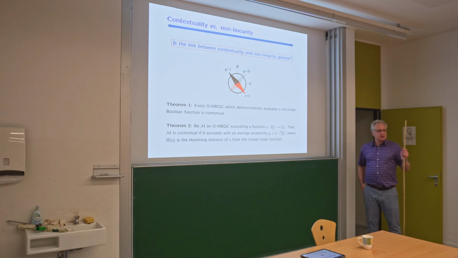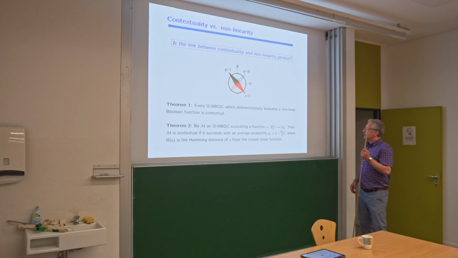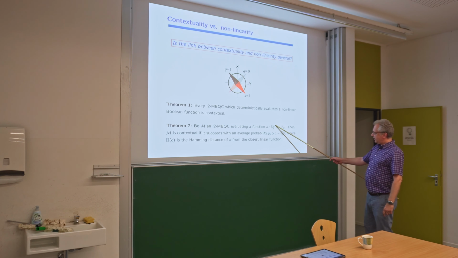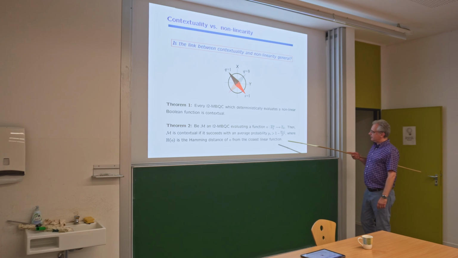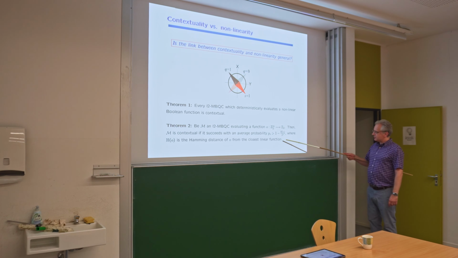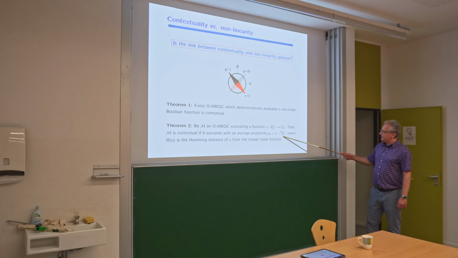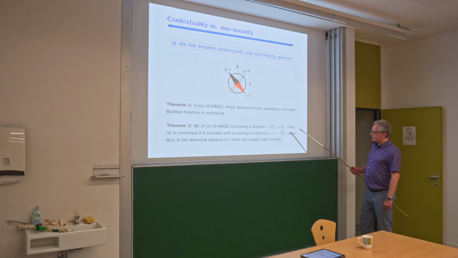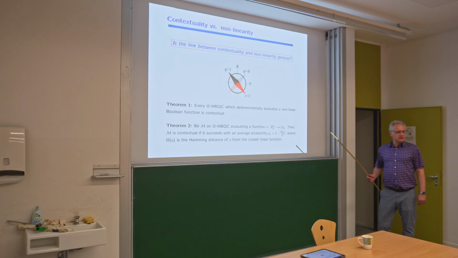Let's parse this expression here. This is functions from m bits to 1 bit in this case, and you see the m in this expression. 2 to the m is the number of input values you can have, so that's why it appears here. And what is up in the numerator is the Hamming distance from the closest linear function.